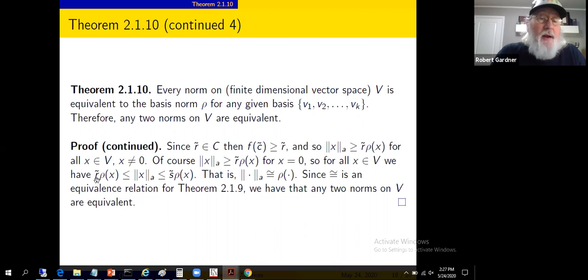So here's that R value, here's that S value, and in the definition of equivalence of norms, this is the B norm, the rho of x, and this is a B norm. So that's the plan. If we can find R tilde, we've already found S, such that we get this inequality satisfied, then we're good to go to say those norms are equivalent. Oh yeah, and the equivalence relation and the transitivity will then imply that any two norms on this vector space are equivalent. So that's the plan. We're looking for R tilde to get this inequality satisfied.